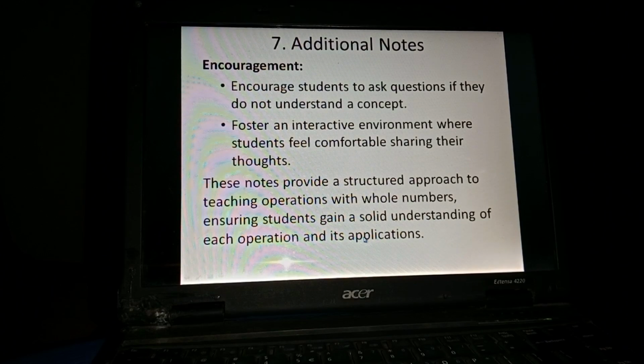Encouragement. Encourage students to ask questions if they do not understand a concept. Foster an interactive environment where students feel comfortable sharing their thoughts. These notes provide a structured approach to teaching operations with whole numbers, ensuring students gain a solid understanding of each operation and application.